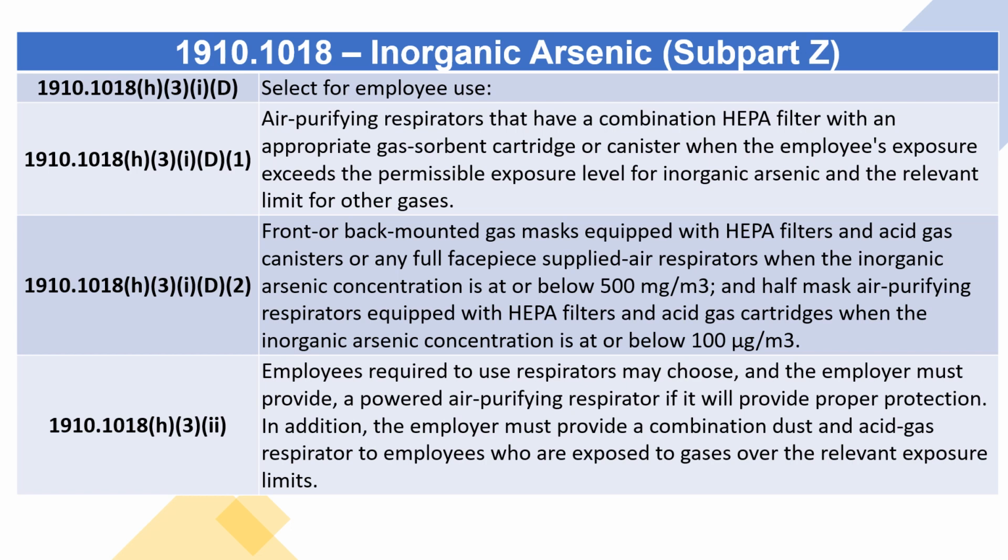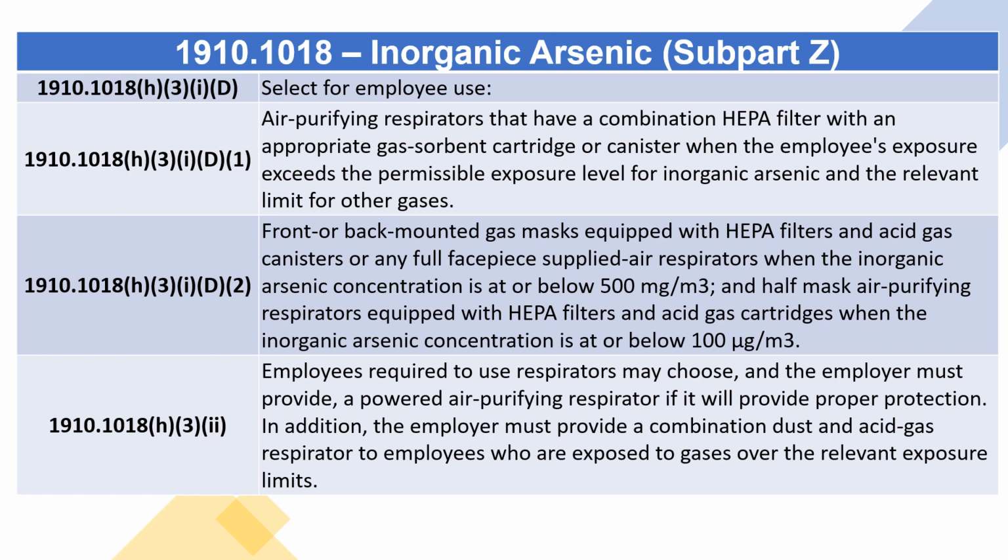1910.1018 H3 I-D2: front or back mounted gas masks equipped with HEPA filters and acid gas canisters or any full face piece supplied air respirators when the inorganic arsenic concentration is at or below 500 mg per cubic meter, and half-mask air purifying respirators equipped with HEPA filters and acid gas cartridges when the inorganic arsenic concentration is at or below 100 micrograms per cubic meter.